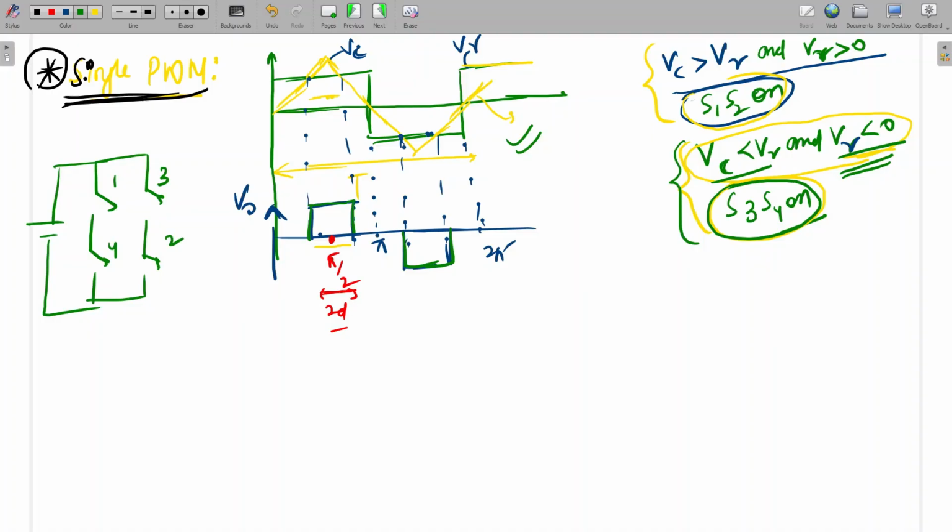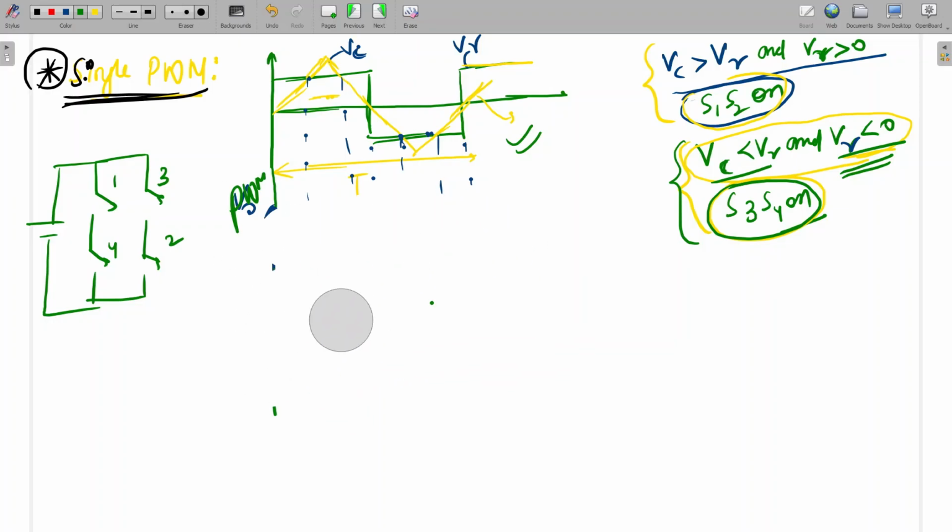And this is the output of the inverter. Let's say this is the PWM signal for S1, S2. One second, I will omit this and draw again. So from here to here the PWM signal will be there, and from here to here also one PWM signal will be there. This one is for S1, S2, and this is for S3, S4.